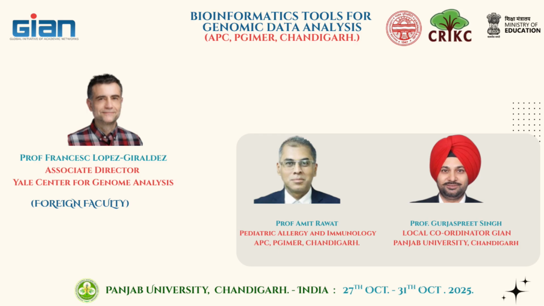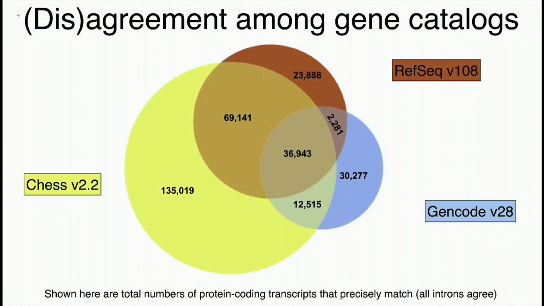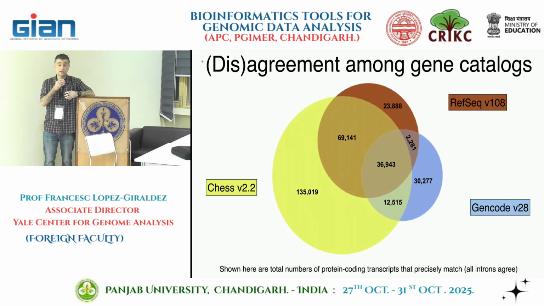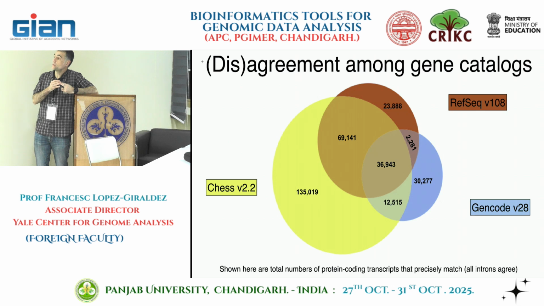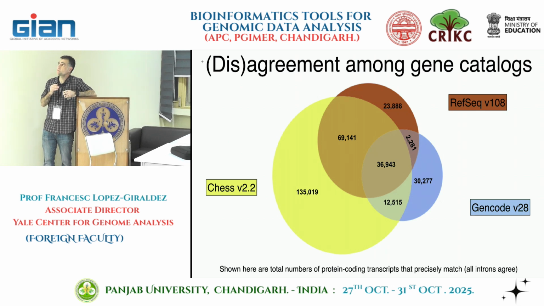I'm not going into many details, but we were talking about how much agreement there is between annotations. It's not my slide. This is a slide from the authors of CHESS, which is another type of annotation. They were trying to show, for protein coding transcripts, how much strict overlap there is between them. I don't remember how they define it. I think it was based on the introns, the starting and ending positions of introns and all that.